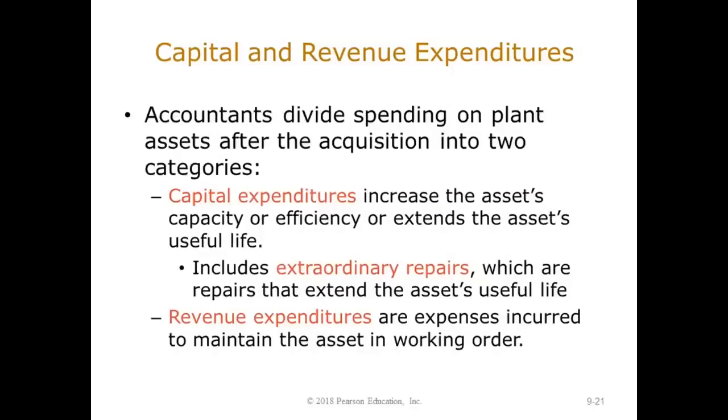Now, capital and revenue expenditures. When we look at these types of expenditures, what are they? Capital expenditures are used to increase the asset's useful life, and these can include extraordinary repairs. Revenue expenditures are ordinarily incurred to maintain the asset in working order. Now, the difference between revenue and capital expenditures.